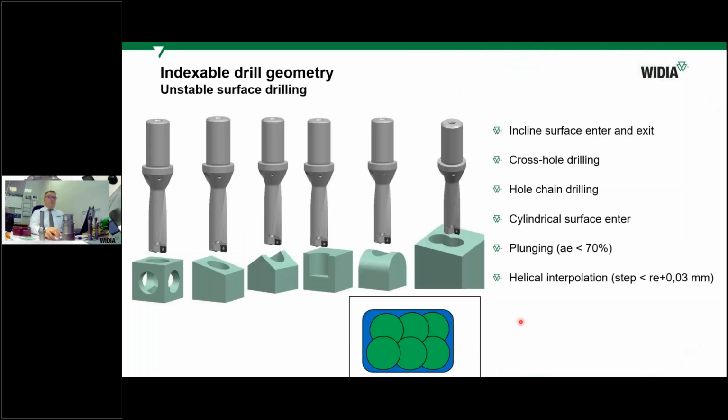What I mean is, in most cases, irregular surfaces, like here, for example. It can enter an inclined surface, an angled surface, a half diameter surface, so partially cutting the diameter, a cylindrical surface, to make chain drilling, to have cylindrical or cross hole drillings, and so on and so on.